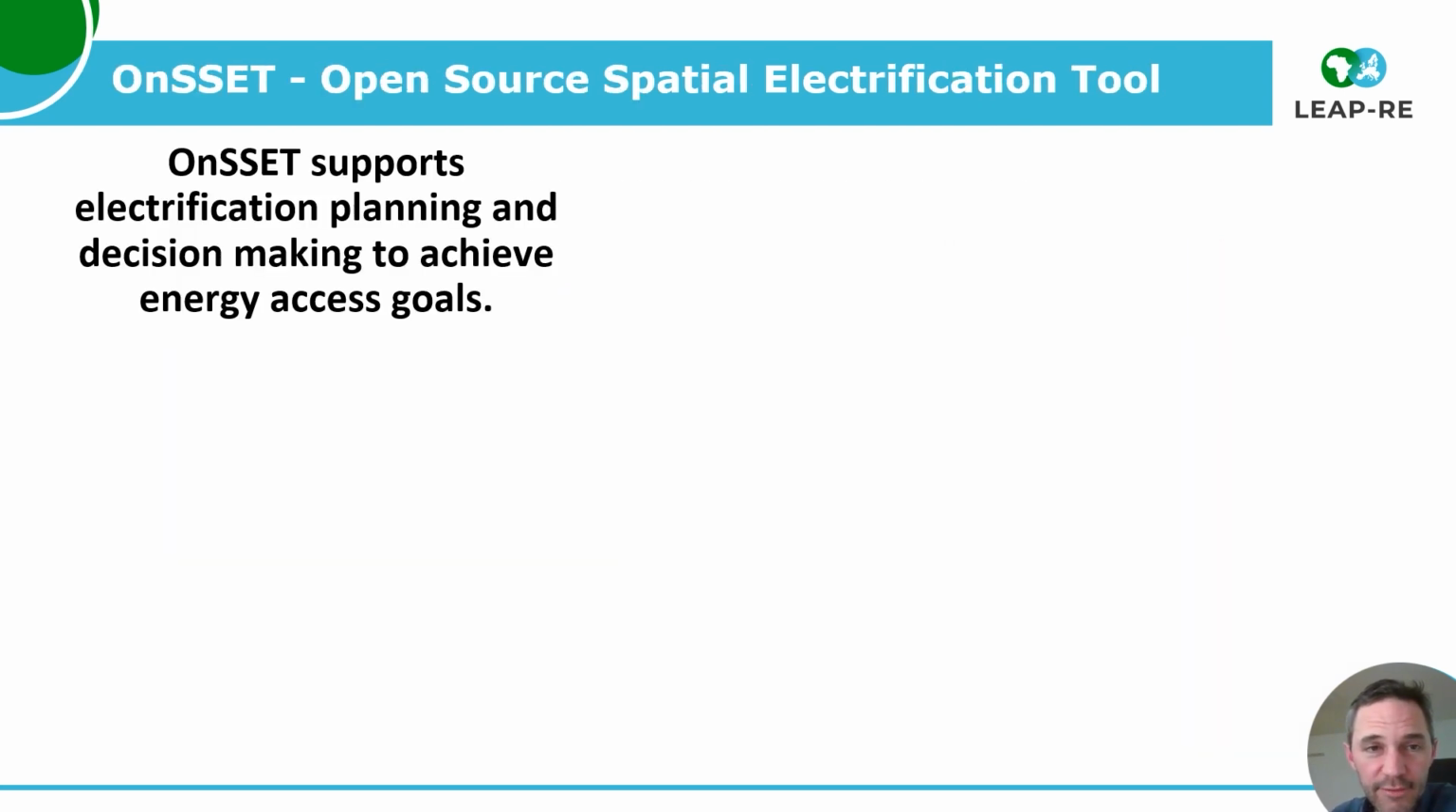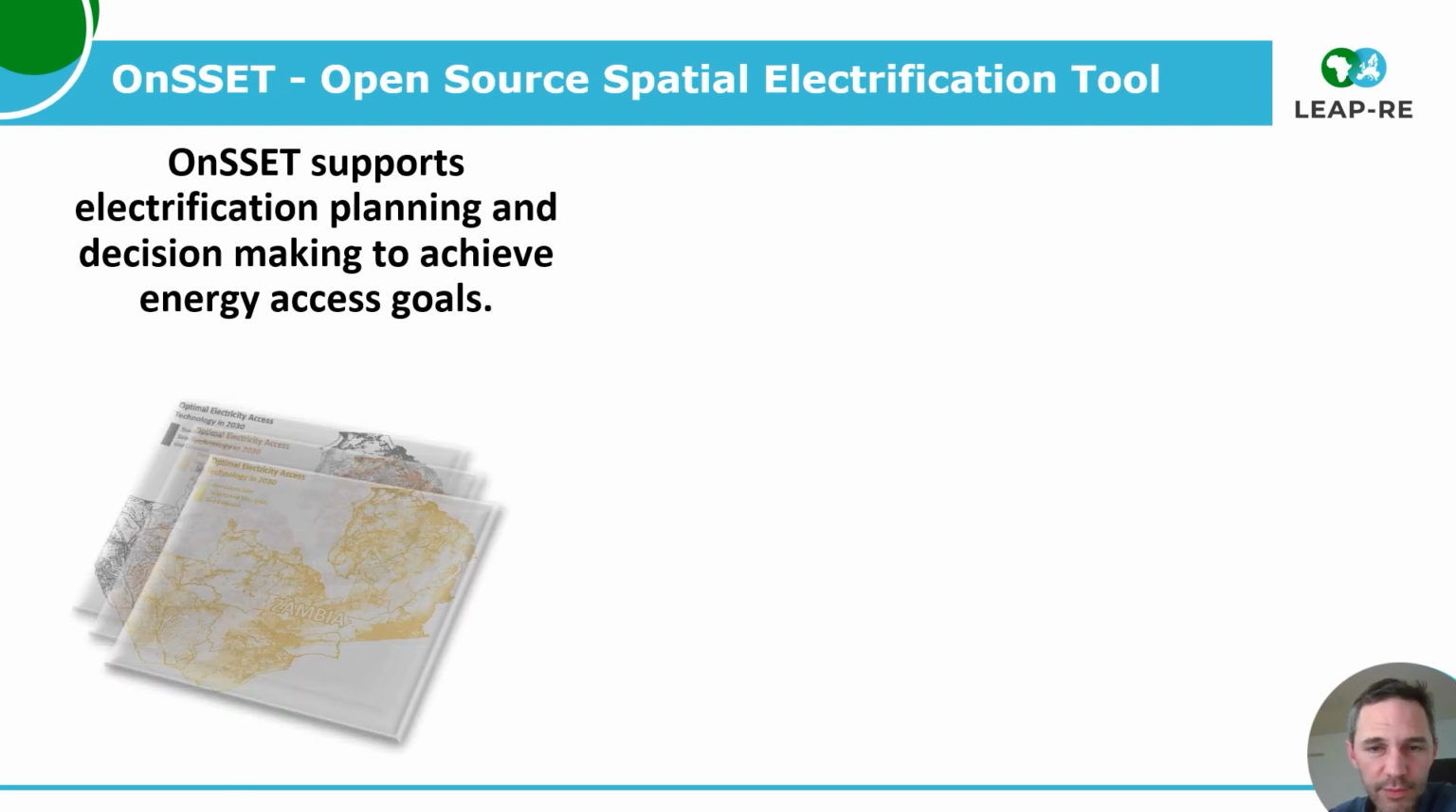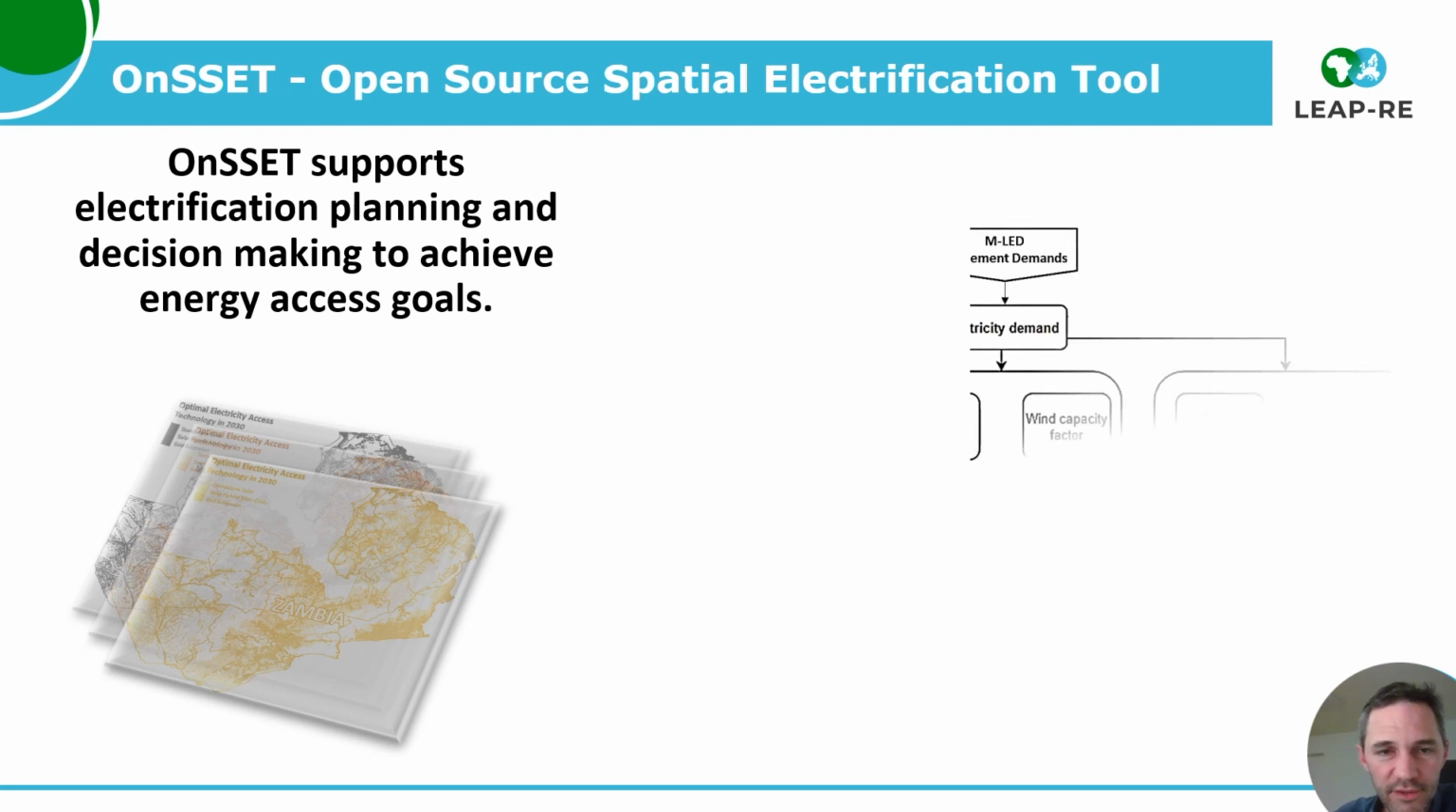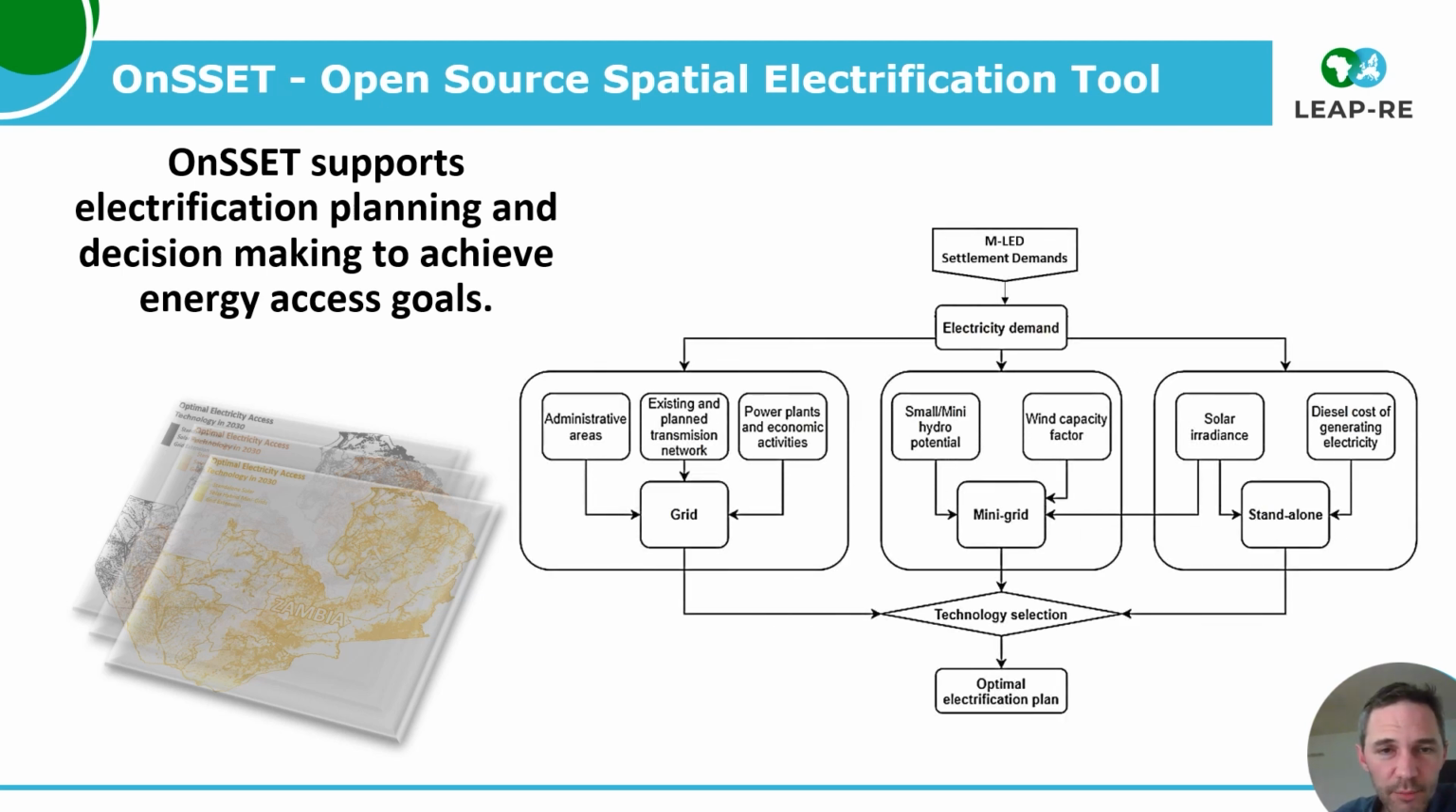To support in that effort, the open source spatial electrification tool, OnSSET, supports country-level electrification planning to meet electricity access goals. It helps us understand what are the investments required, what types of electricity systems should be developed in different places. This can depend on a large number of factors, such as population density, fuel prices, and distance from roads and distance to the grid. It also combines many spatial datasets and brings these together in a GIS-based optimization tool.